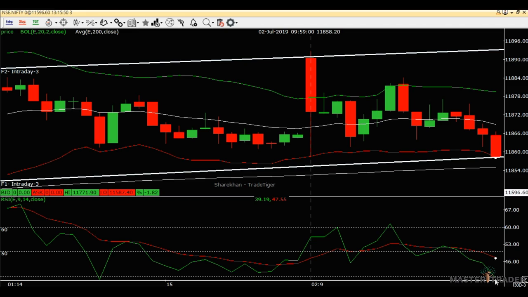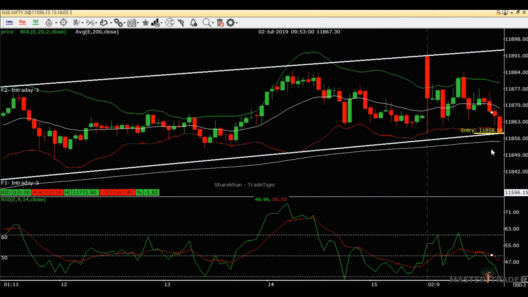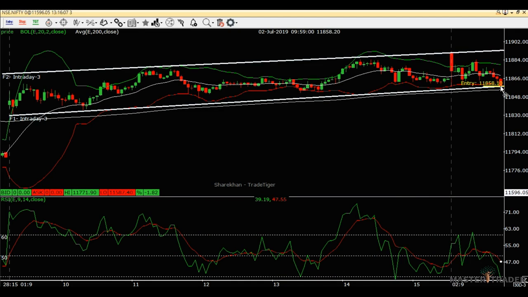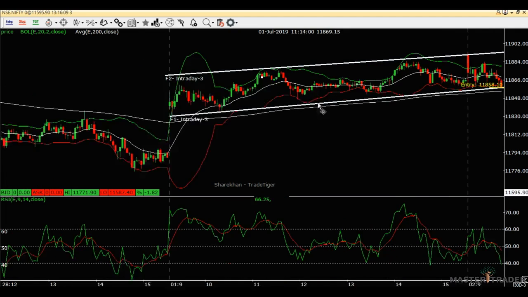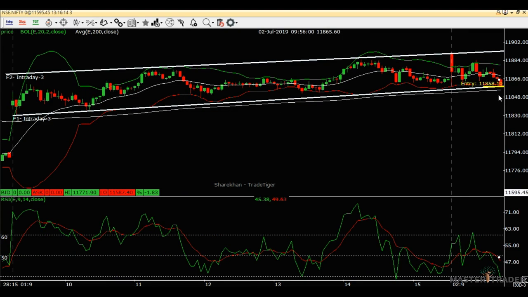RSI is now slightly below the 40 level. Okay, so we can enter below this candle low, guys. Okay, this can be our entry, right? And if we get a break of this channel pattern, we can get a really, really nice down move.